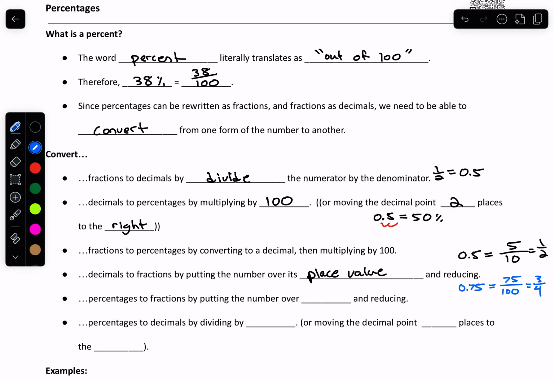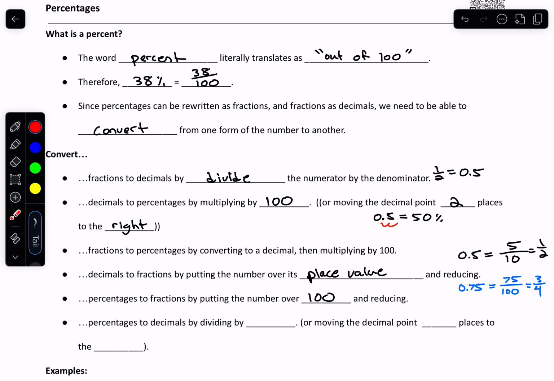If we want to convert percentages to fractions, then we put the number over 100 and we reduce the fraction. So if you want to turn a percentage into a fraction, we put the number over 100 and then reduce. And we can see that example up here at the beginning. If we want to turn a percentage like 38% into a fraction, we just write the number as the numerator and put 100 as our denominator. But then we would need to simplify that to get a reduced fraction.